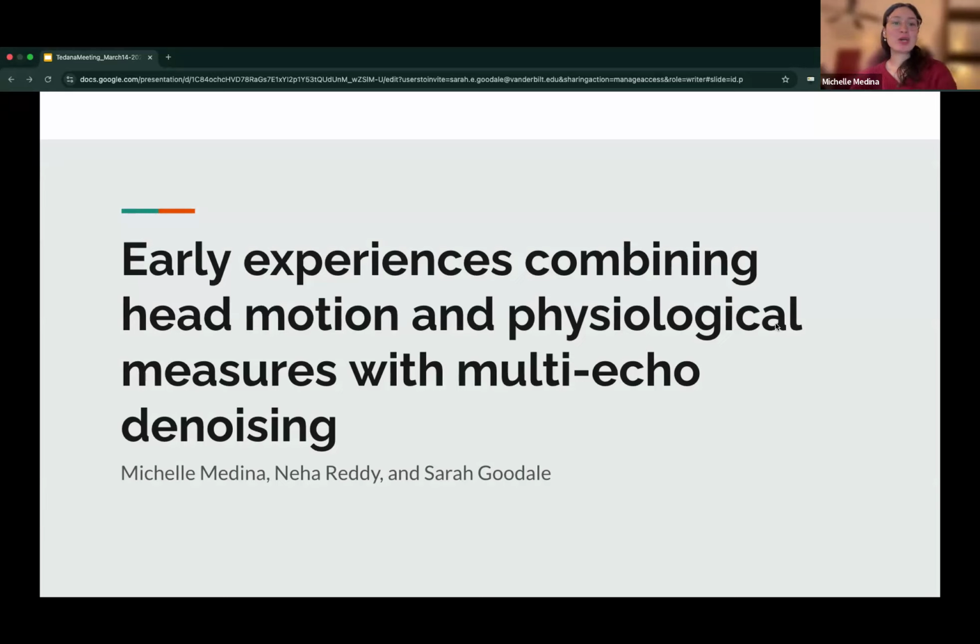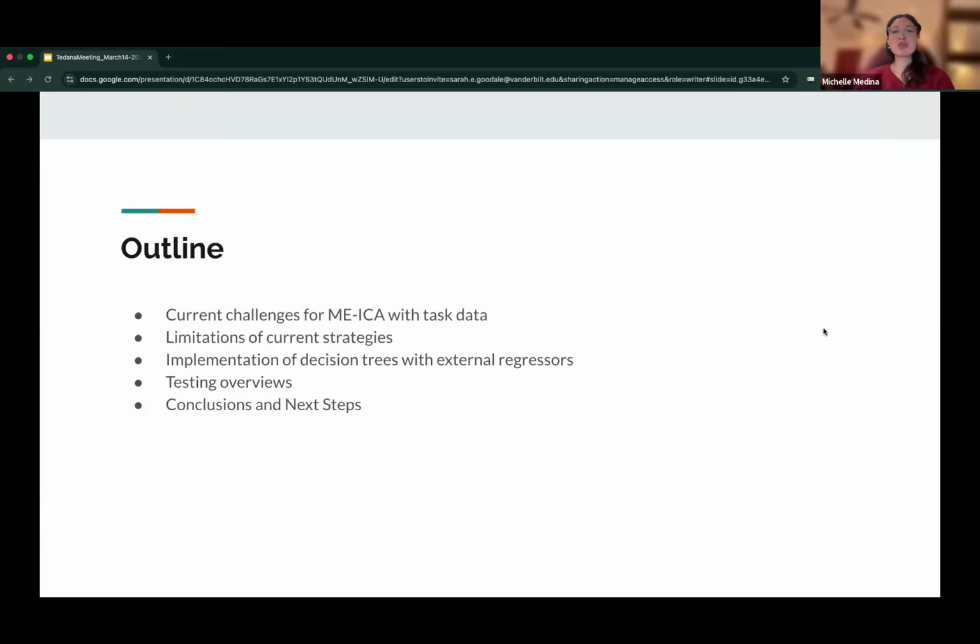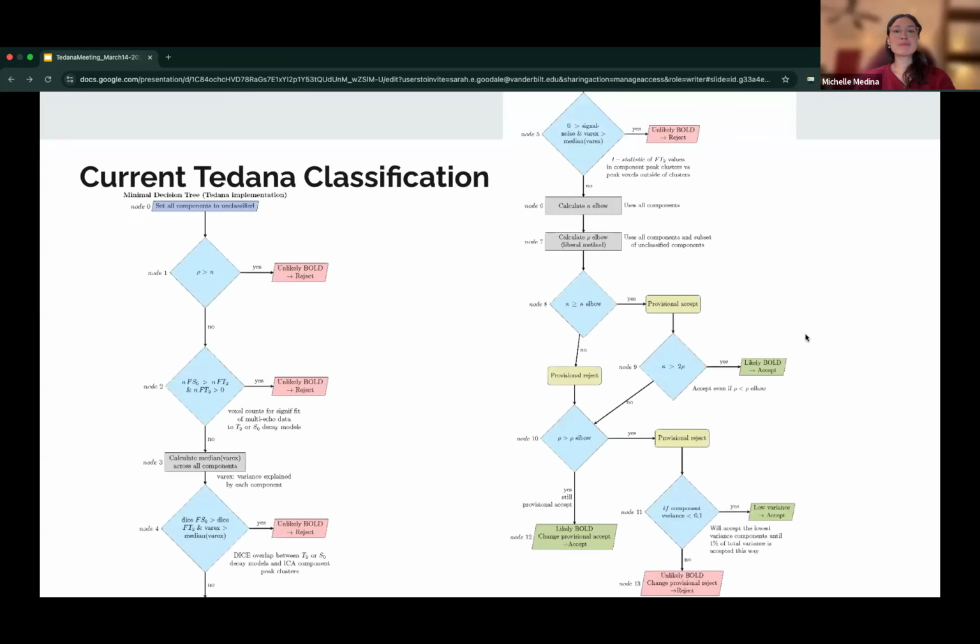Today I'll be talking about some early experiences that we had combining head motion and physiological measures with multi-echo denoising. My name is Michelle Medina, and I worked with Neha Reddy and Sarah Goodall. As a general outline, I'll be mentioning some current challenges for multi-echo ICA data, specifically with task-based fMRI data. Then some limitations of the current strategies that are in place. Then I'll talk about the implementation of decision trees with external regressors. I'll mention some testing overviews and finally some conclusions and next steps.